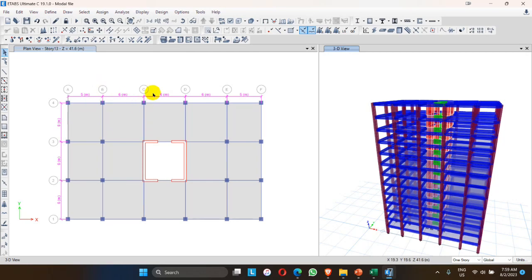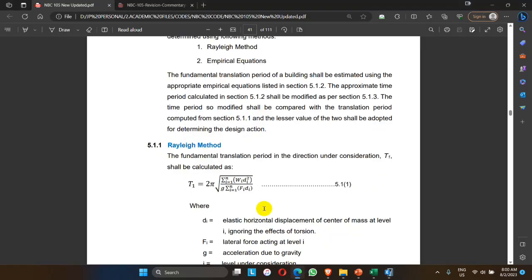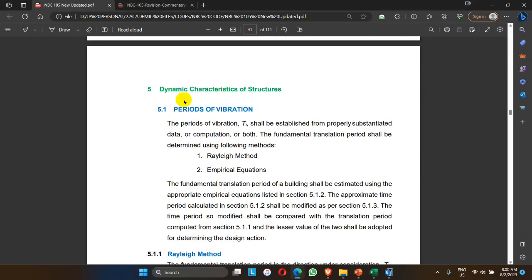Generally, the modal time period of the structure can be determined manually with the two methods prescribed in the code I have already mentioned here. The first one is the empirical formula, and the next is the Rayleigh method. If we look into the code for the empirical formula and Rayleigh method, here this is the code clause for the calculation of modal time period. The first one is Rayleigh and another one is empirical.